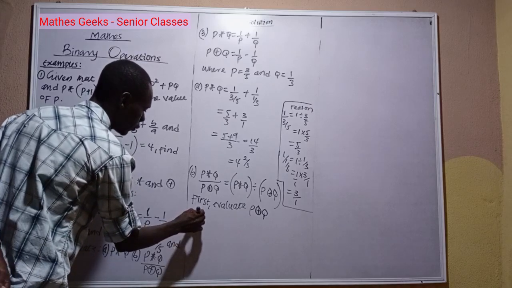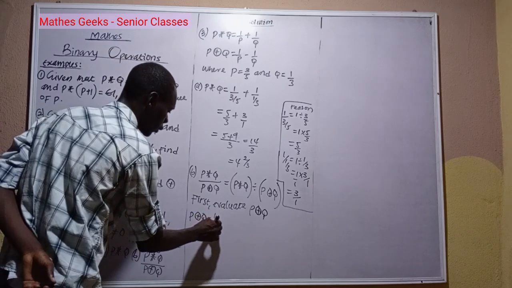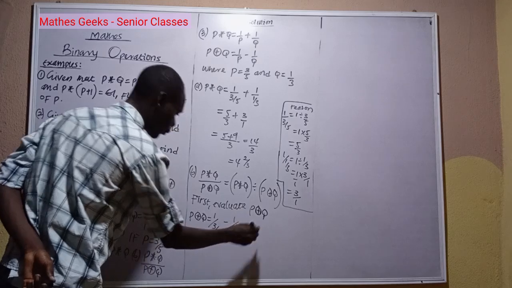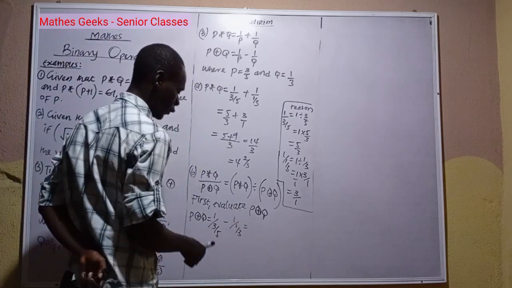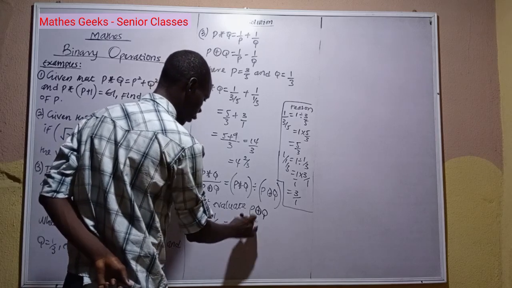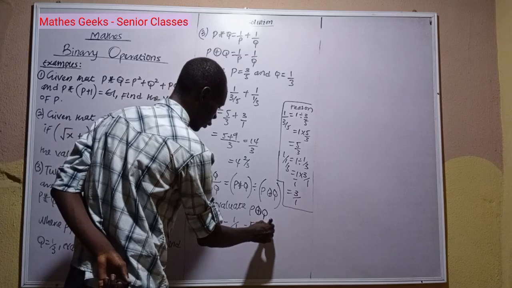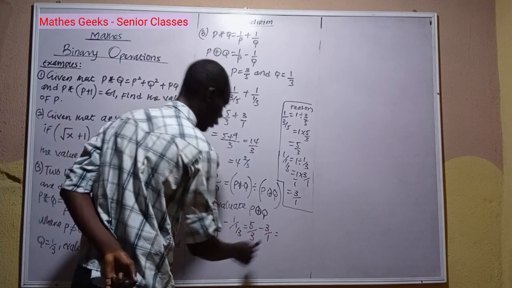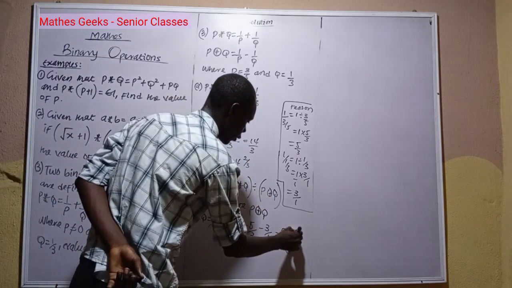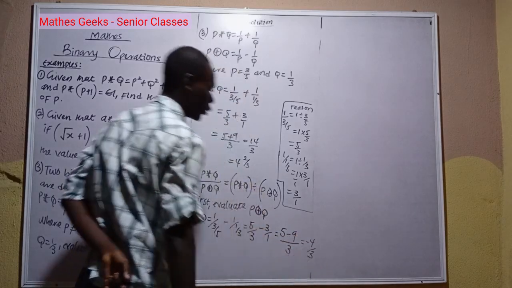P O plus Q is equal to 1 over 3 over 5 minus 1 over 1 over 2. 1 over 3 over 5 is equal to 5 over 3, minus 2 over 1. The LCM is 3: 5 minus 6. Now this will give us minus 1 over 3.